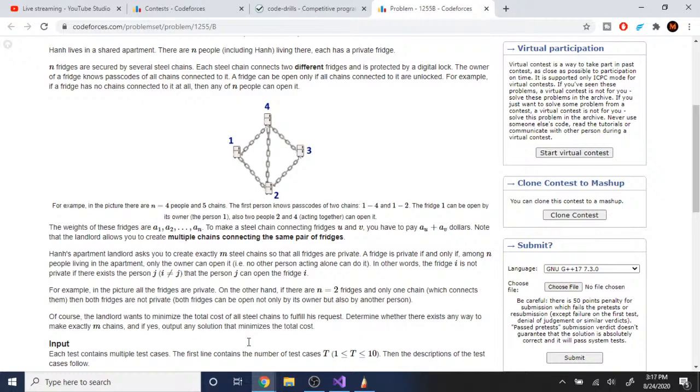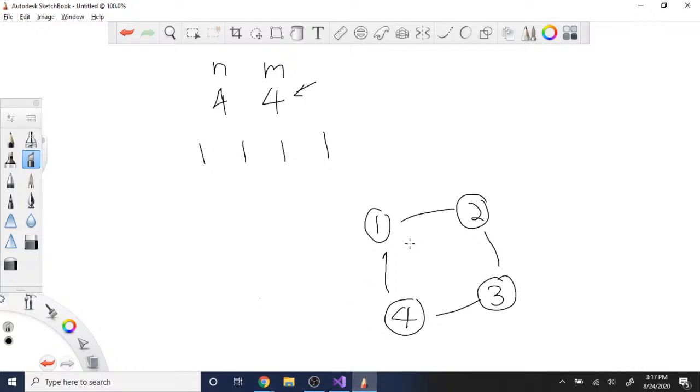The owner knows all the passcodes of all chains connected to it. A fridge can be opened only if all chains connected to it are unlocked. So if I were to unlock this and this, one would be unlocked, right? Then if I were to unlock this and this, 2, 3, and 4 would be unlocked, because all chains connected to them are unlocked.